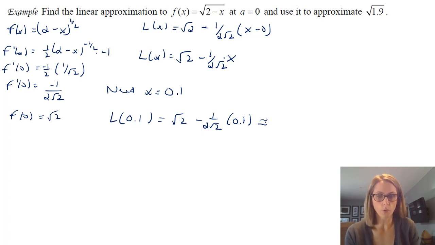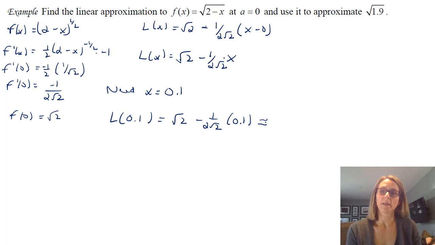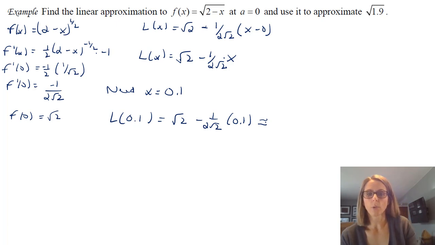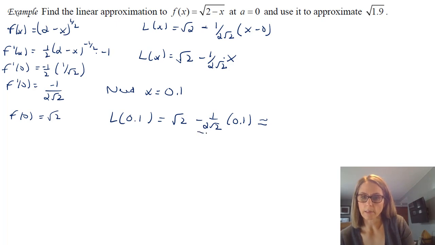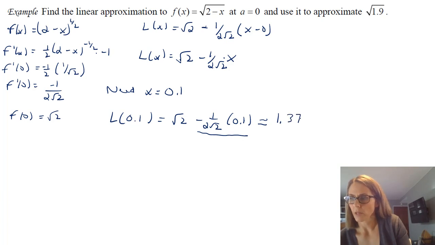Now this should kind of make sense because if you think about it, the y value at 0 is the square root of 2. So the value for the square root of 1.9 should not be very, very different than the square root of 2. And so we're only just subtracting this little bit right here that comes when we multiply that out. So that's going to give us 1.37886.